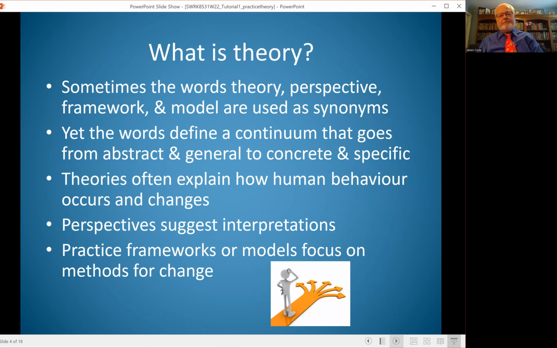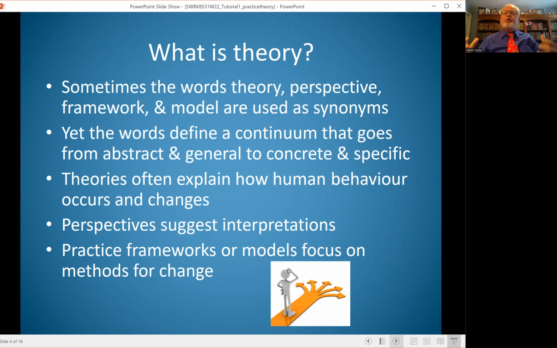What is theory? Sometimes the words theory, perspective, framework, and model are used as synonyms. Yet the words do come on a continuum, and one end of the continuum is abstract and general, and it gets more concrete and specific at the other end. On the more general side, theories often explain how human behavior overall occurs and how human behavior can change. It's an explanation of that.